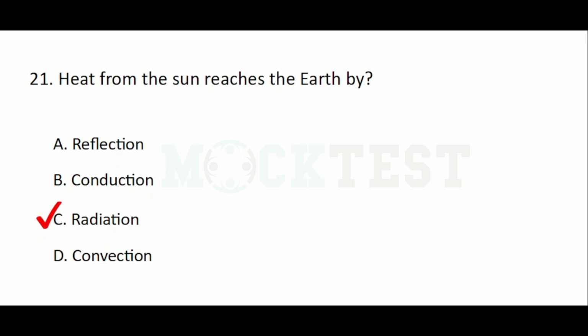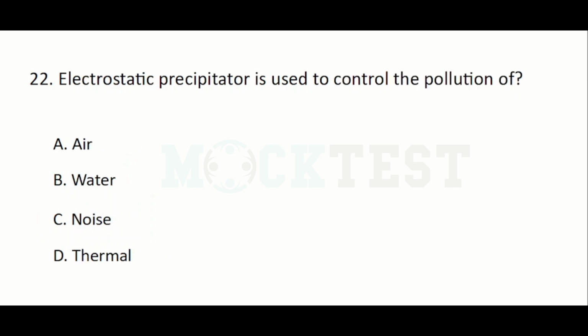Heat from the sun reaches the earth by option C, radiation.